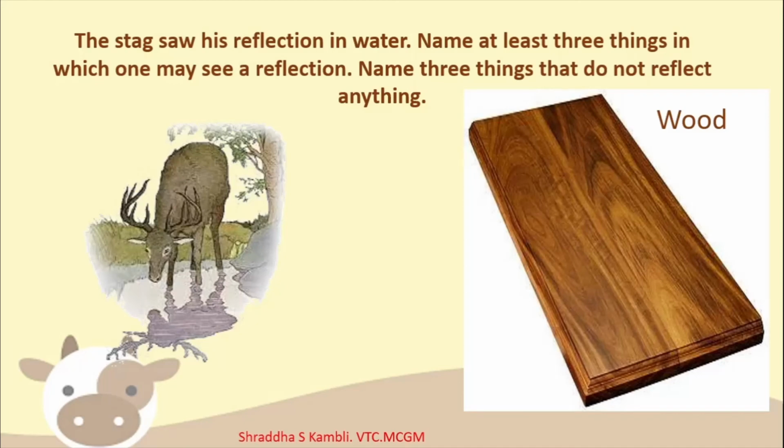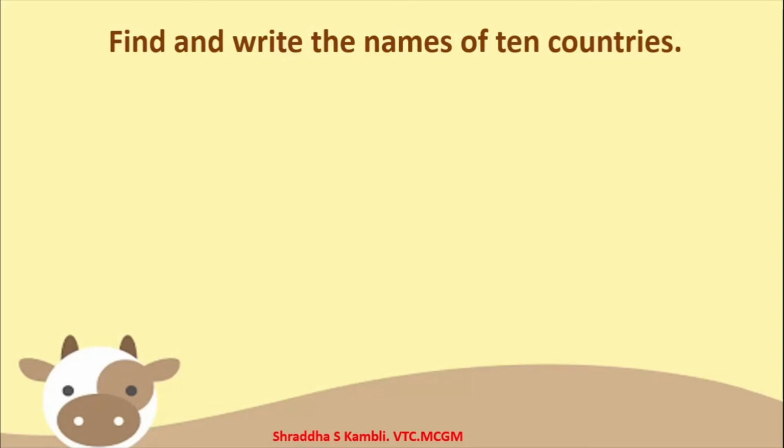No. So try to think of a few more things in which you can see your reflection and you cannot see your reflection. So this was the next exercise, and then we come to the last exercise, which is going to be very interesting, where we have to find out and write the names of 10 countries.